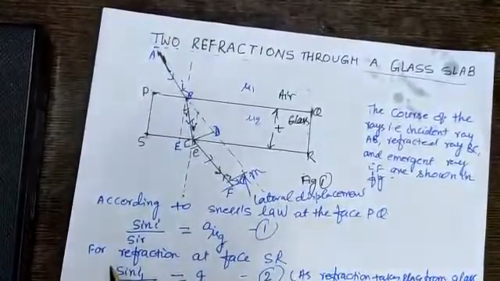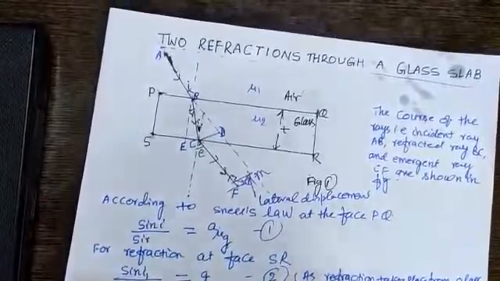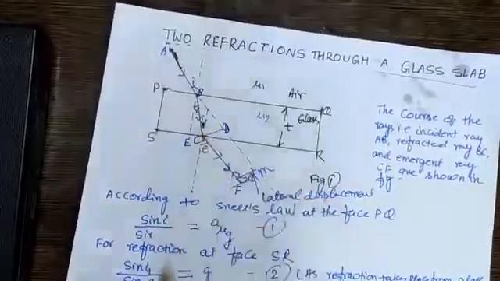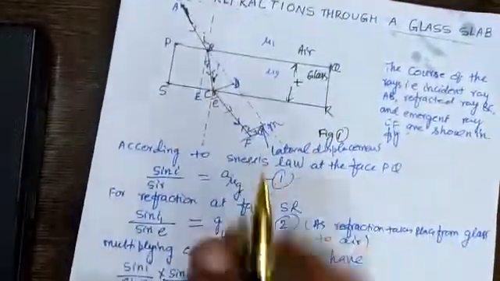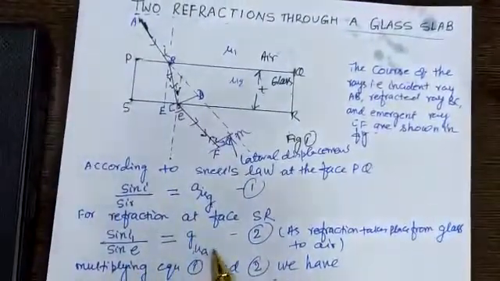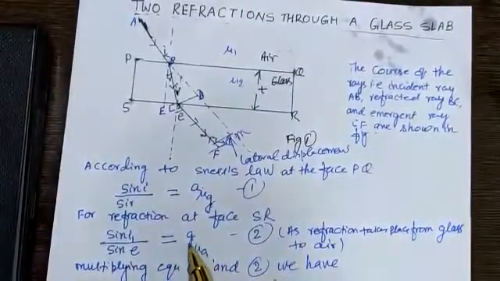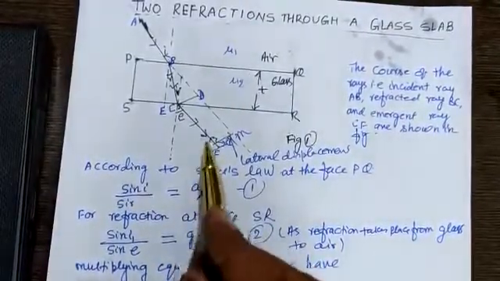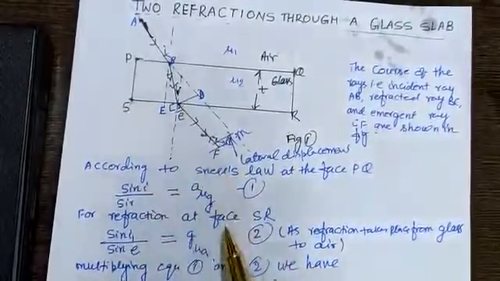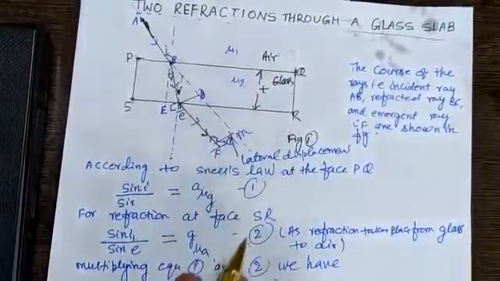Similarly, for refraction at face SR, sine i1 upon sine e is equal to gμa, meaning the refractive index of air with respect to glass, because the ray passes from glass to air. So the second medium will be treated here as air.